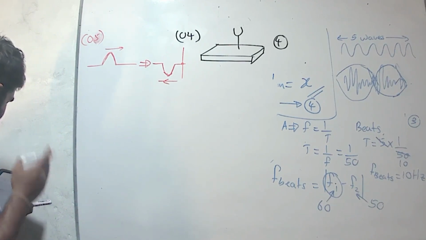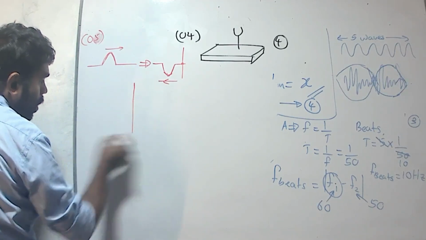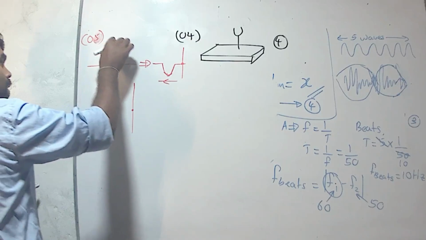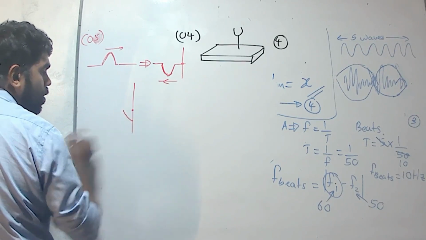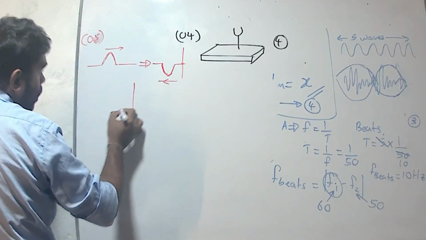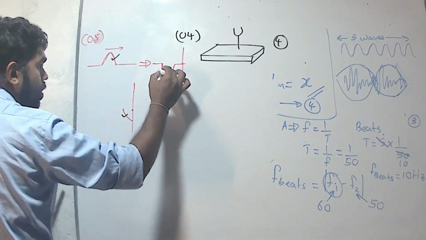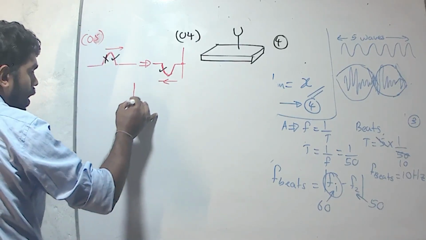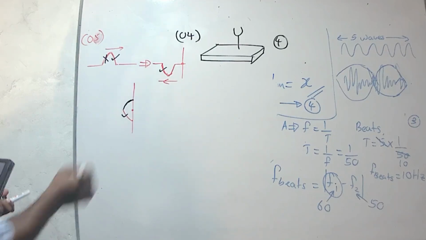I will draw the situation. When this part is reflected, it is acting like this. We can draw it like this. And this part is this one. It is like this. Then we can consider this part should be in the first direction because half of the pulse has been reflected.